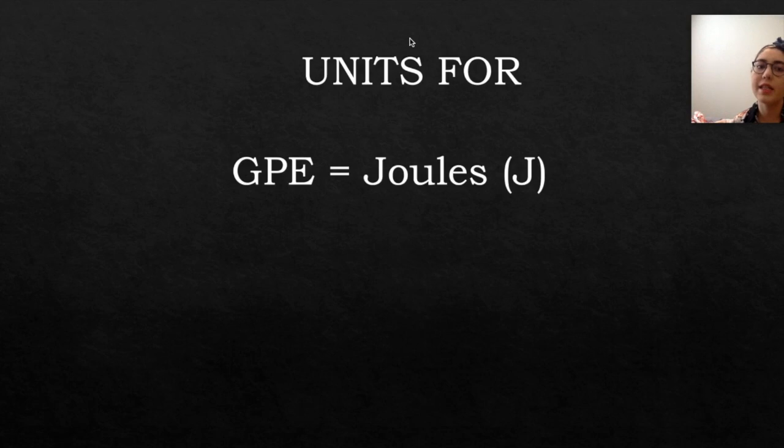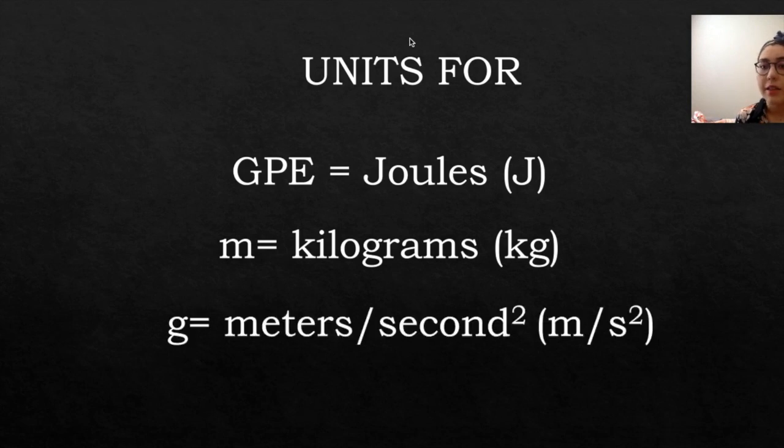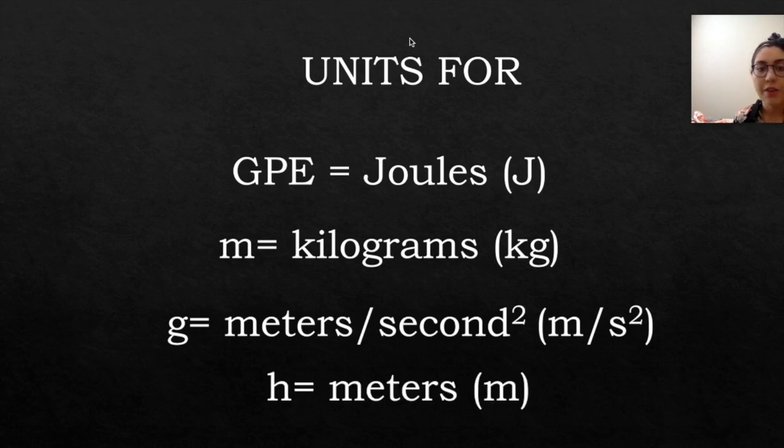Okay, units for GPE, gravitational potential energy, are joules. Units for mass are kilograms. And units for G, the acceleration due to gravity, are meters per second squared. Units for H, height, are meters.